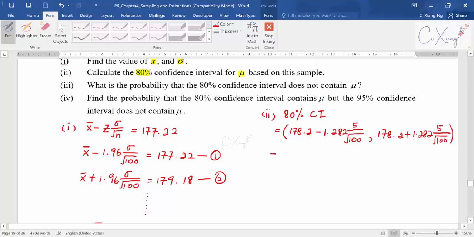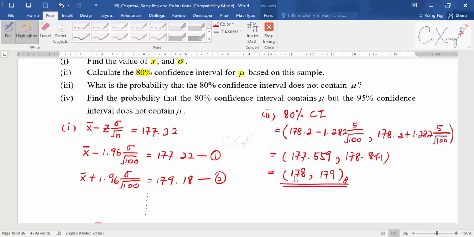Alright, so from here, very easily you can get the answer, 177.559. And after that, of course, you can round it off to 3 significant figures, which is 178 and also 179. Okay, so this will be the answer for part number 2.